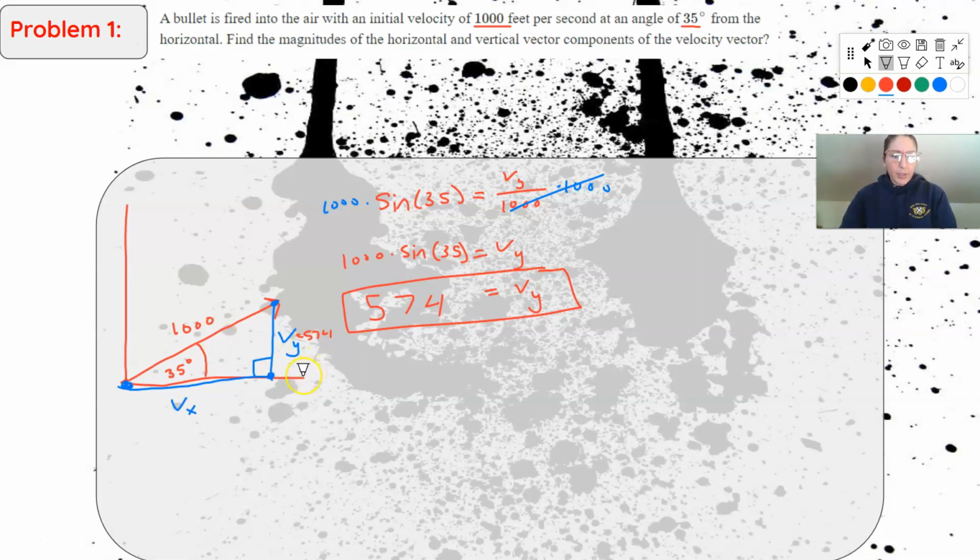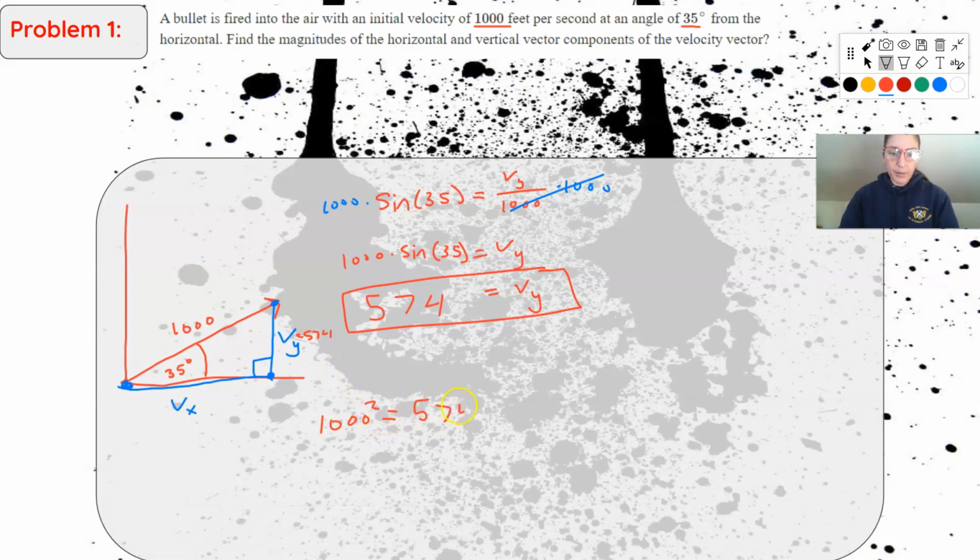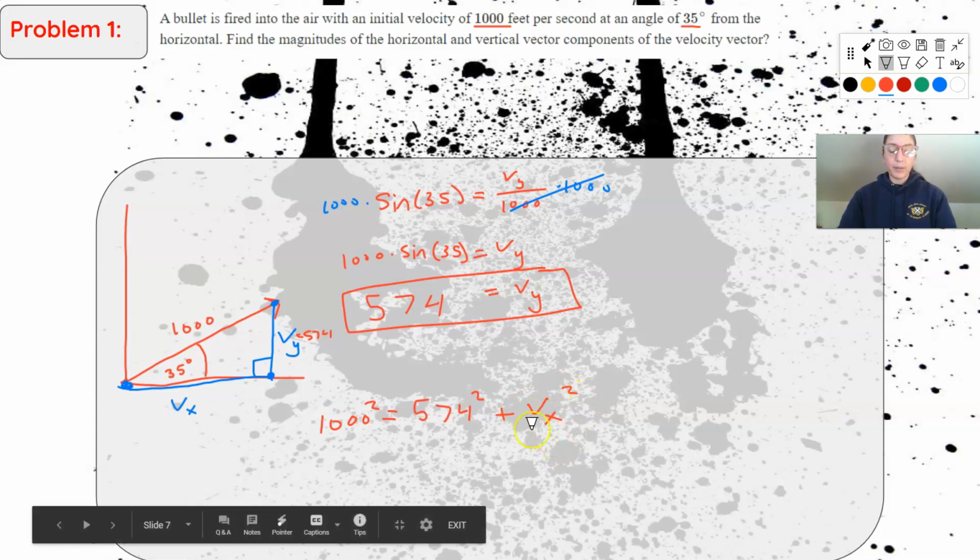What am I going to do here? Why don't I do something different? So we'll use the Pythagorean theorem. Hypotenuse squared equals leg squared, which we know now, 574 squared, plus the other leg squared, which is what we're going to try to figure out.